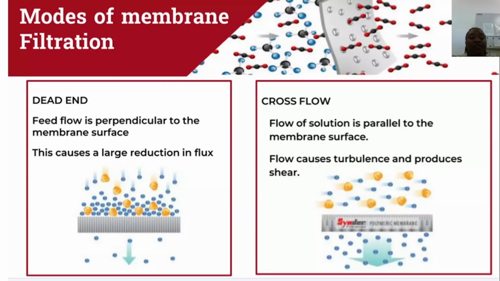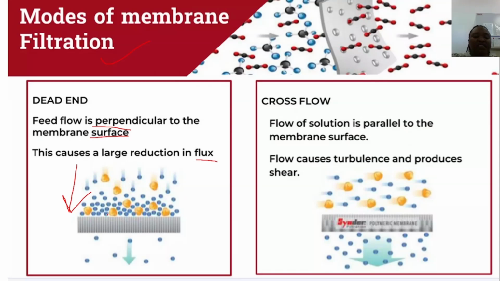We have different modes of membrane filtration, or ways in which we can pass our feed on top of the membrane. We have the dead end, which is where the feed flow is perpendicular to the surface of the membrane. You can see this is perpendicular. This is the membrane surface and this is the feed. So it's coming from above against the membrane, and this causes a large reduction in flux.